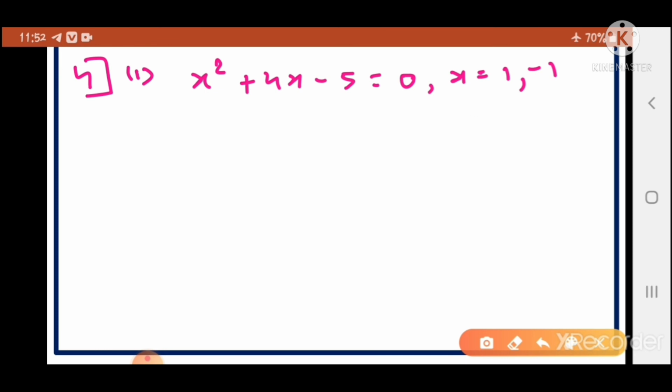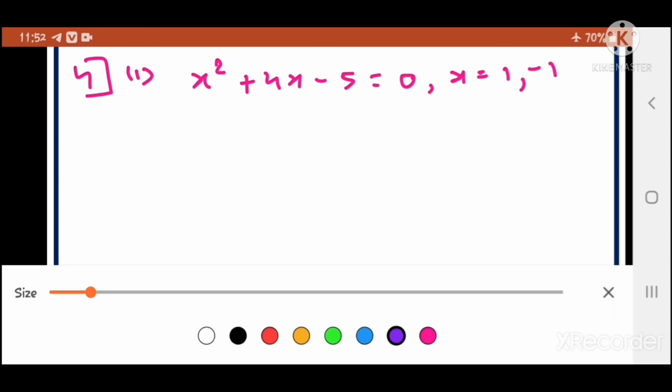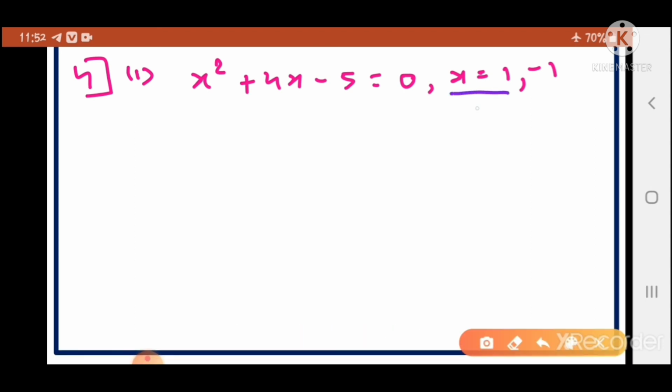So what do you have to do here? First, you have to put this x is equal to 1 in this equation on the left hand side, and you have to check whether you are getting 0. If you get 0, then on the RHS it is already 0, so LHS becomes equal to RHS, and therefore we can say x is equal to 1 is a root of this equation.